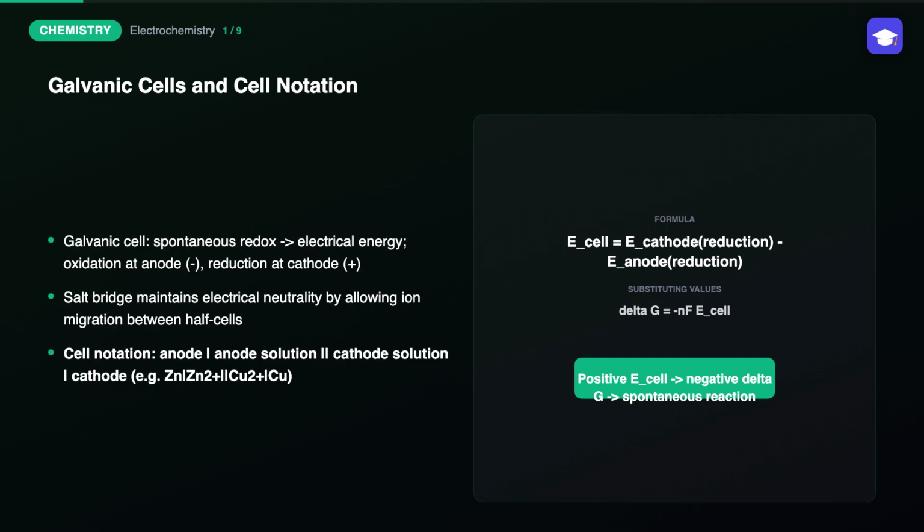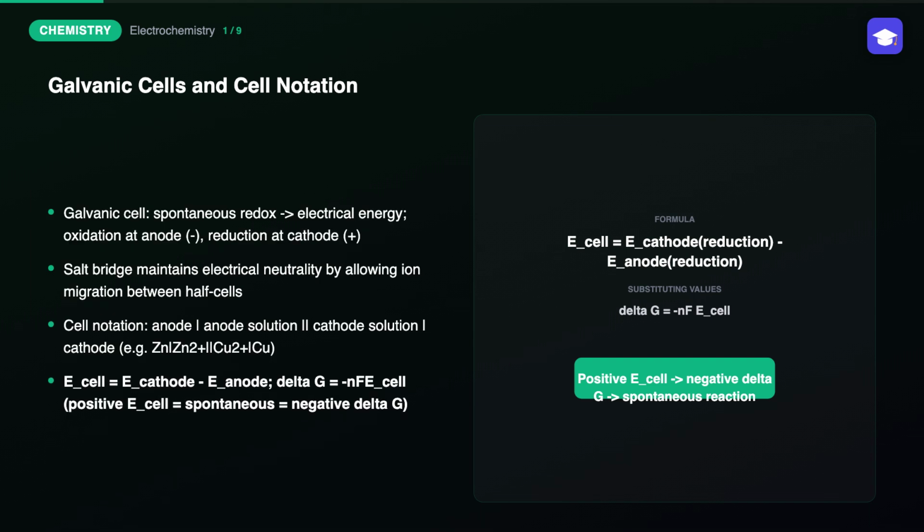Standard cell notation represents the complete cell compactly, anode components written on the left, cathode components on the right. A single vertical line represents a phase boundary between electrode and solution, and a double vertical line specifically represents the salt bridge. For the classic Daniell cell, this is written zinc, solid, zinc 2 plus aqueous, double line, copper 2 plus aqueous, copper, solid.